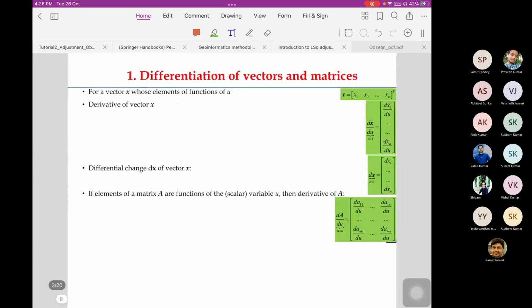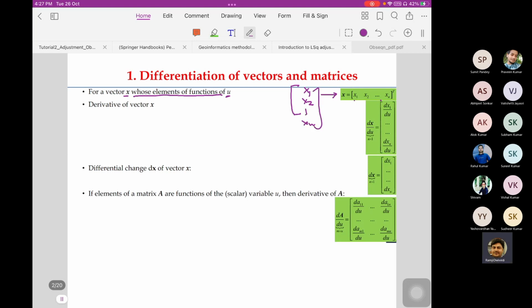See here, the vector x whose elements are functions of u. That means, how many functions are there? We have a vector x whose elements are functions of u. So x is written like this: x1, x2, x3 up to xn, transposed, because it is written in this manner.